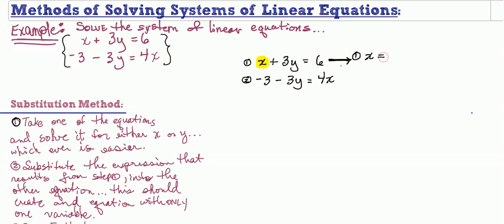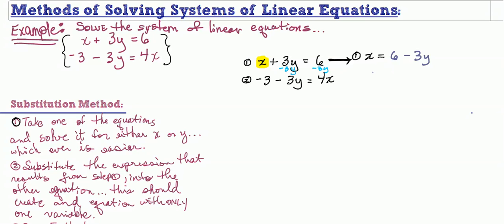So x is equal to... we're going to subtract 3y from both sides of this equation. So minus 3y and minus 3y. There you have it. So x is equal to what? You can write it as 6 minus 3y, or you can write negative 3y plus 6. It's up to you.